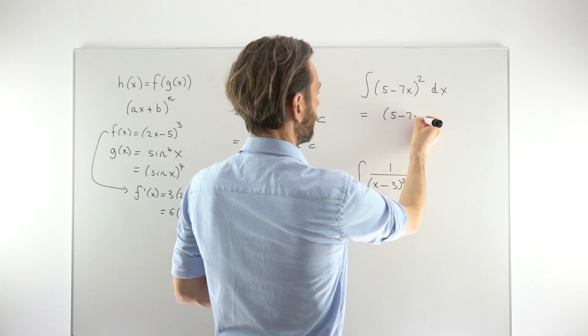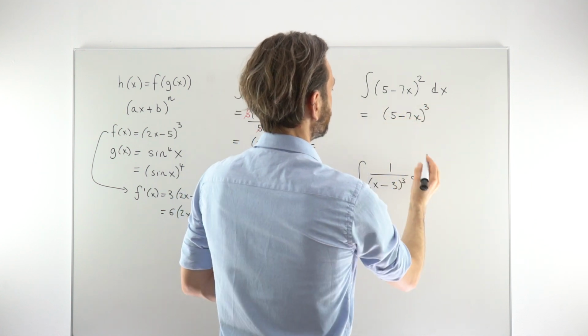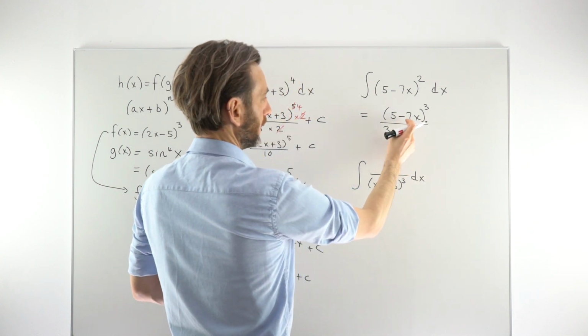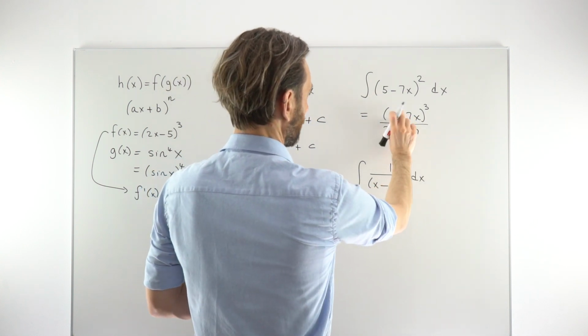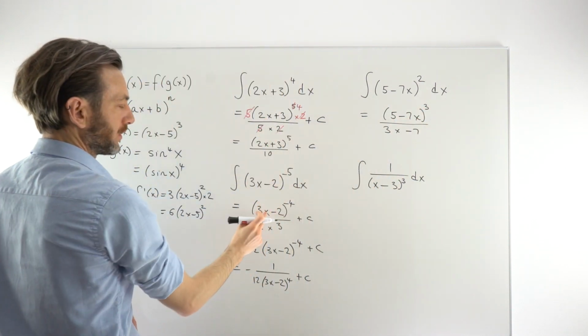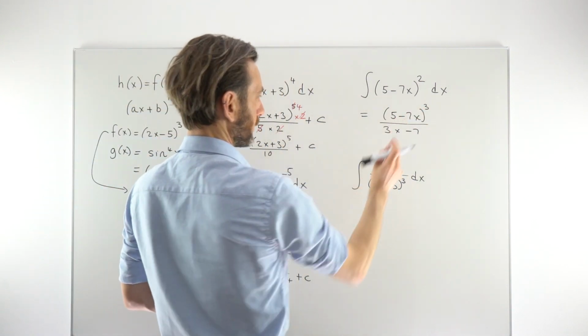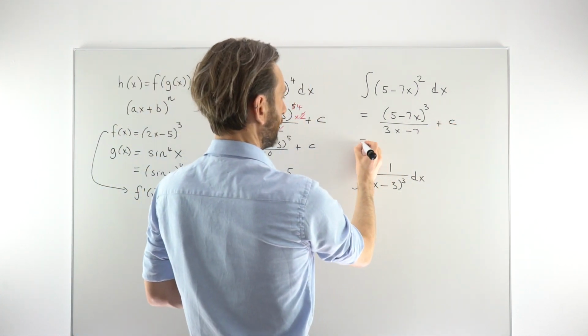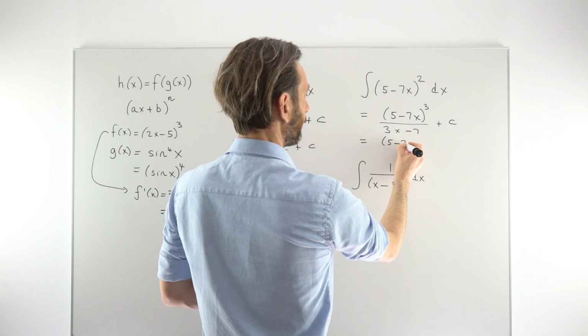Okay, turning our attention to this one, just do the same thing again. So increase the power by 1, that goes up to a 3. Divide by the new power, so over 3. This time the derivative is -7 because the terms are the other way around. So the x term was first here. This time it's second. That's because it's got a negative. Putting the plus c on the end, and then just taking a line again to tidy that up.